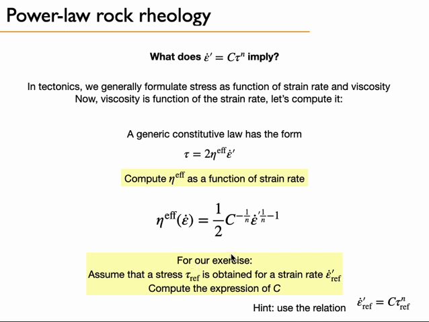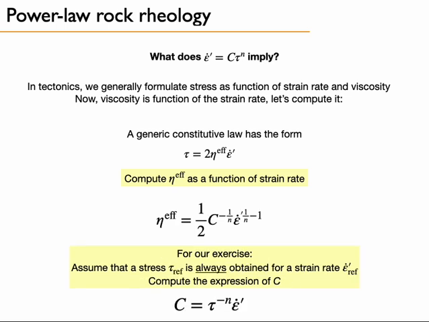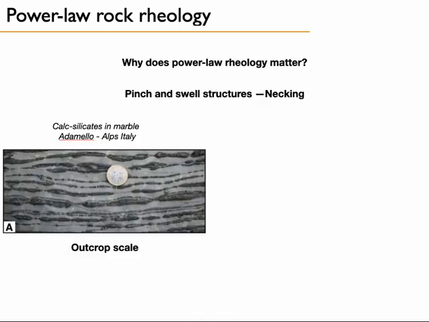So in our exercise, we will assume that a reference stress is obtained for a reference strain rate. So you have tau ref, it will be a given value, and epsilon dot ref will be another given value. And for this, we will constrain the factor c. So we will have to use this relationship to define c in the exercise. I will explain this more when we discuss the exercise. So that's the relationship we want to use.